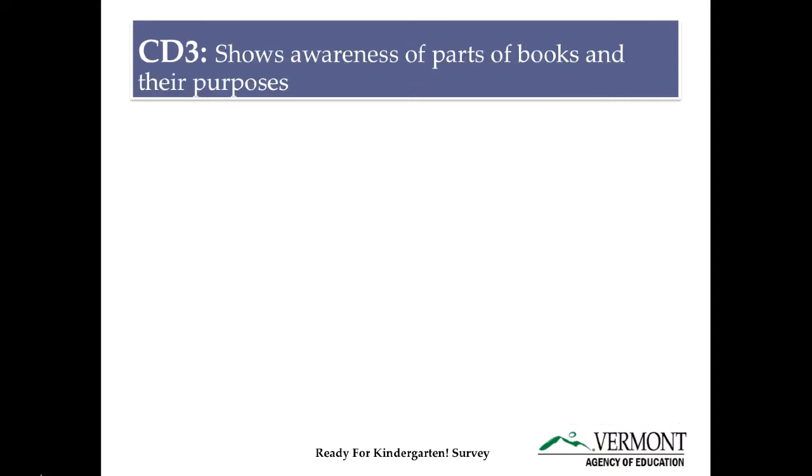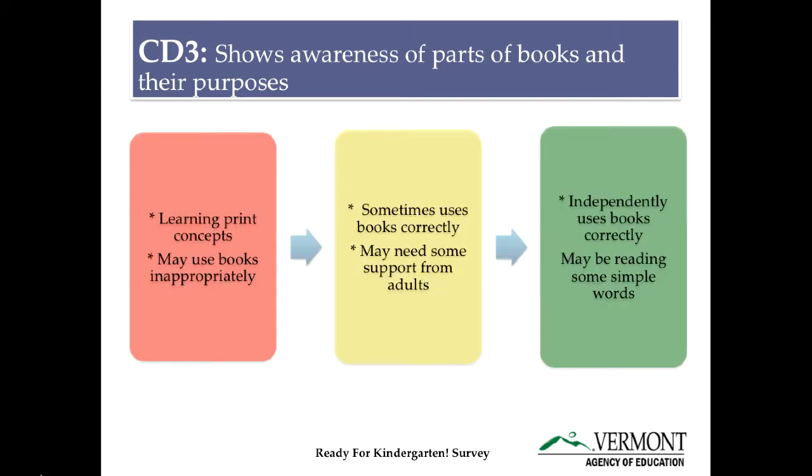Cognitive Development Item 3. A child shows awareness of parts of books and their purposes. Children identified as beginning for this item are still learning print concepts, such as the parts of a book, reading books from left to right, and they may usually need adult support to point out pictures, symbols, or letters in a book. They may also use books in an inappropriate manner, such as throwing, sitting on, or standing on books.